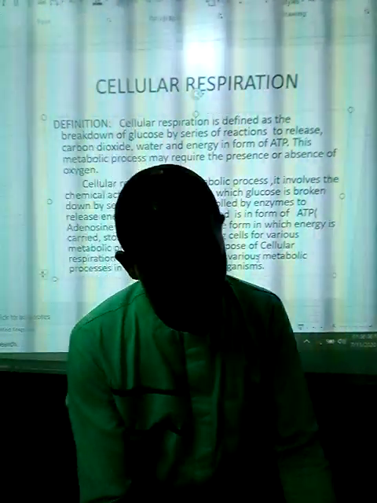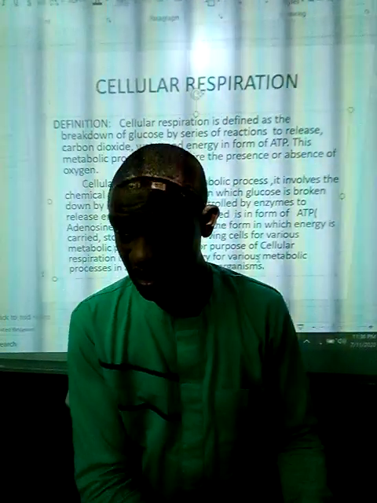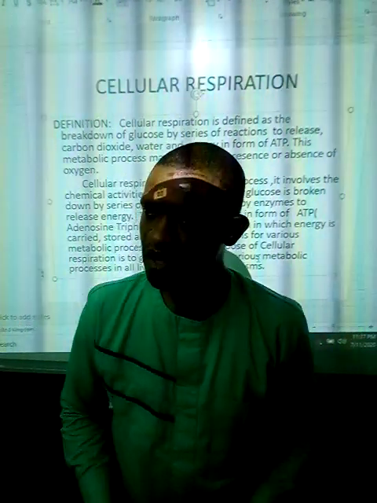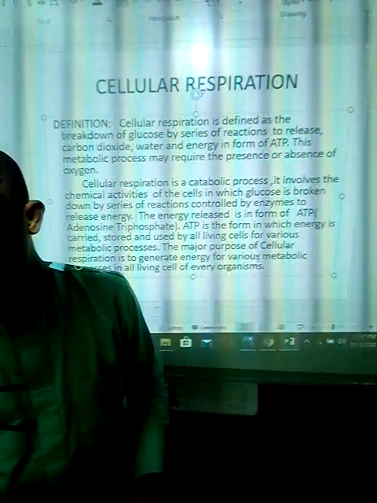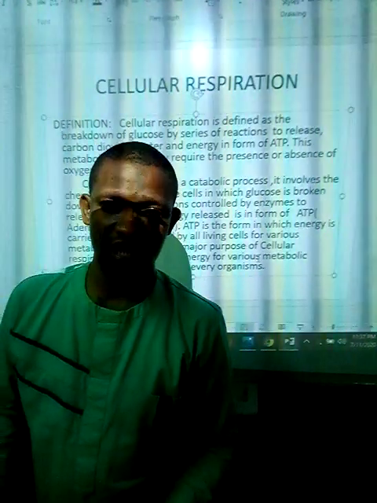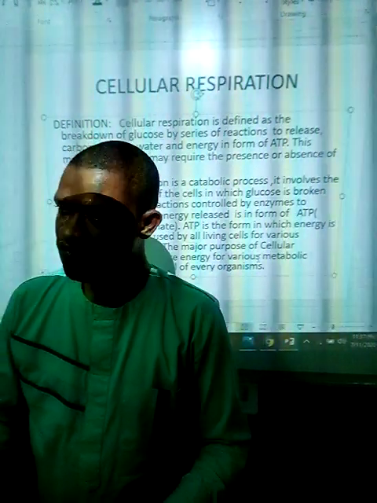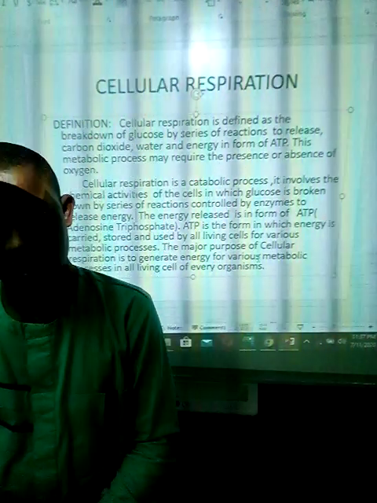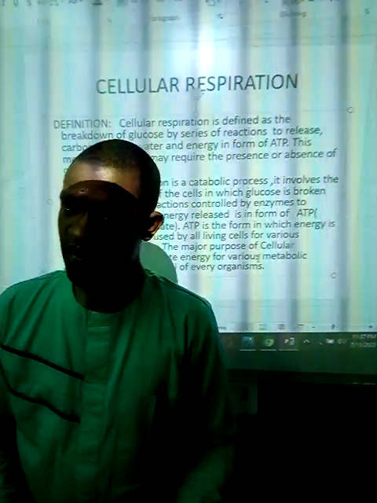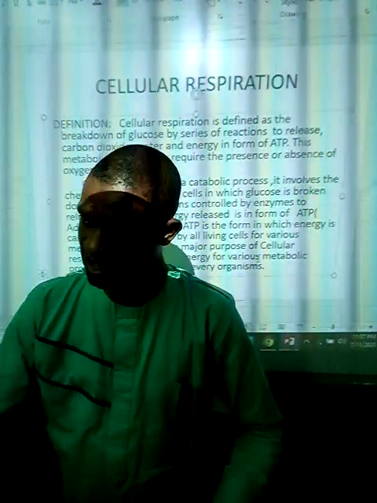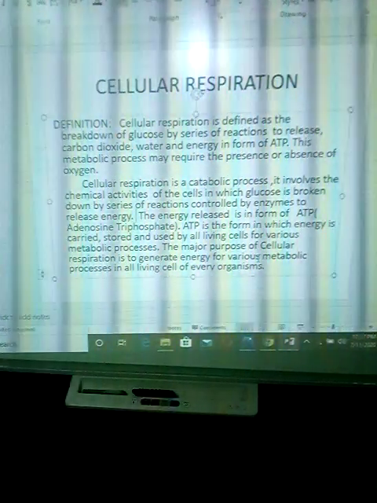So respiration is a catabolic process. For example, digestion is also a catabolic process. But an anabolic process, like photosynthesis, is where smaller particles pair up to give a bigger one. Formation of protein from amino acid is anabolic. Formation of starch from glucose is anabolic. Formation of glycogen from glucose is anabolic. So when we say catabolic process or anabolic process, you understand what the terms mean.